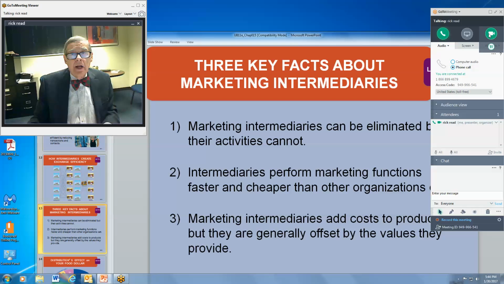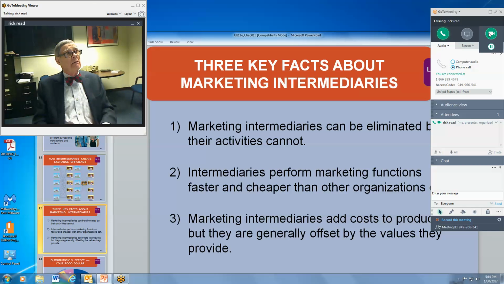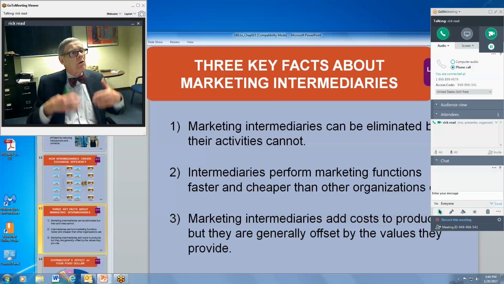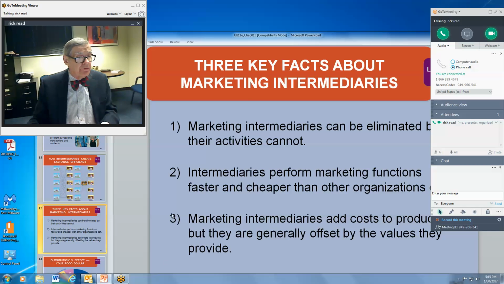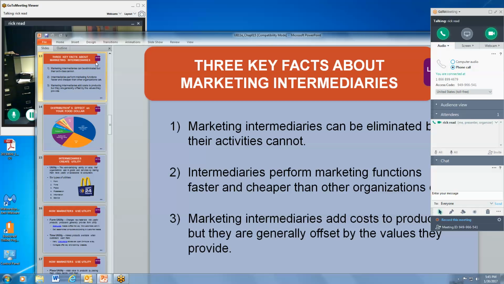Now, this slide talks about it right here. Can we eliminate marketing intermediaries? Yeah, we can't eliminate their activities. Again, they perform functions quicker and less expensively than the manufacturer would. Yes, they add cost, but those are offset. Again, notice here it says by the value added. Value added is convenience, among other things, etc.